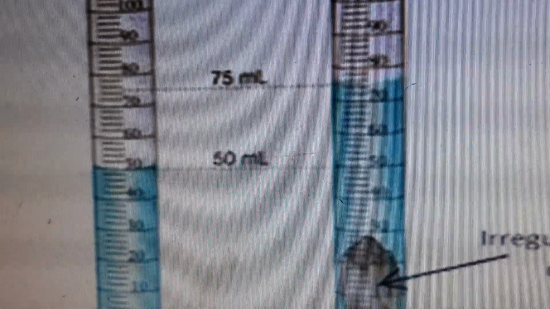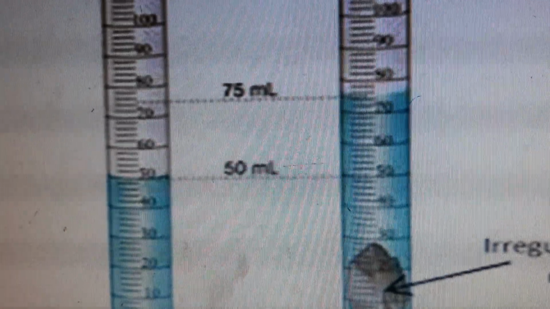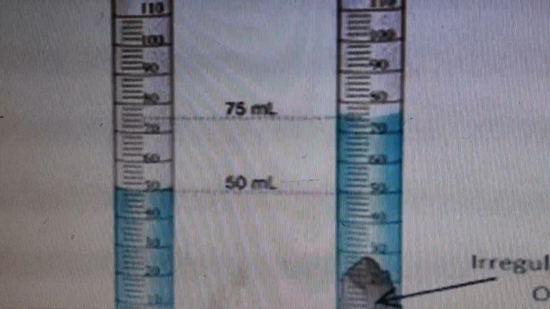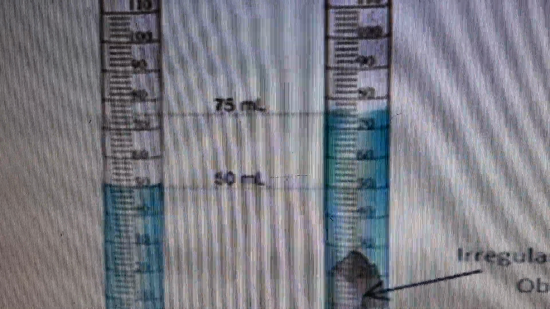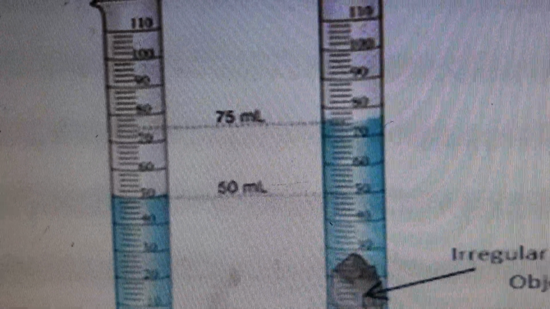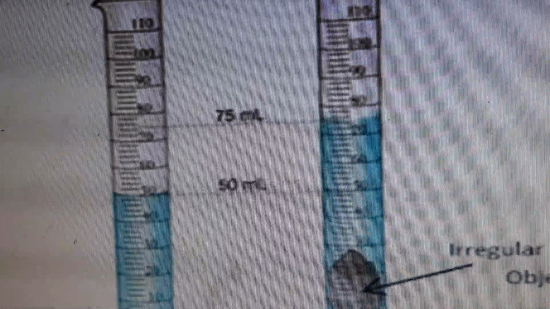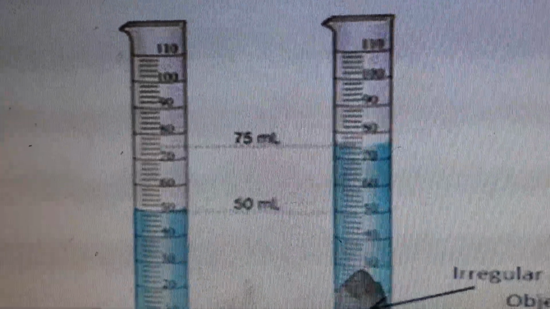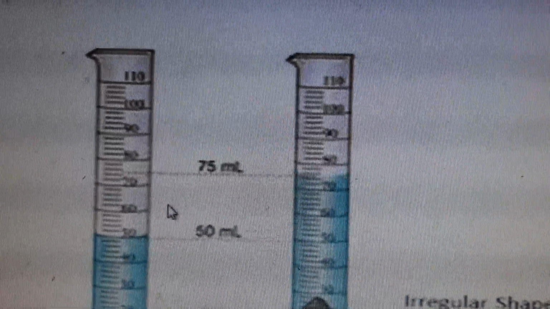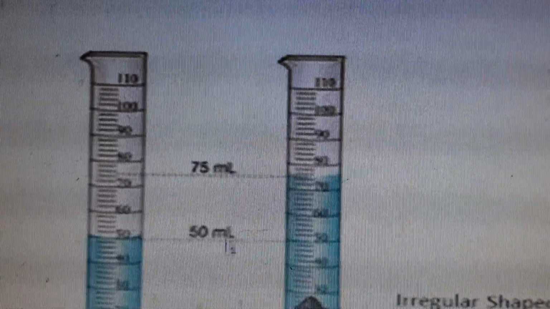So what is the initial level of water? The initial level of water was 50 ml and the final level of water is how much now? 75 ml. So what is the volume of this body? It is the difference, how much it has risen up. So we see 75 minus 50 is how much? 25. So the volume of the irregular object is 75 minus 50, that is 25 ml.